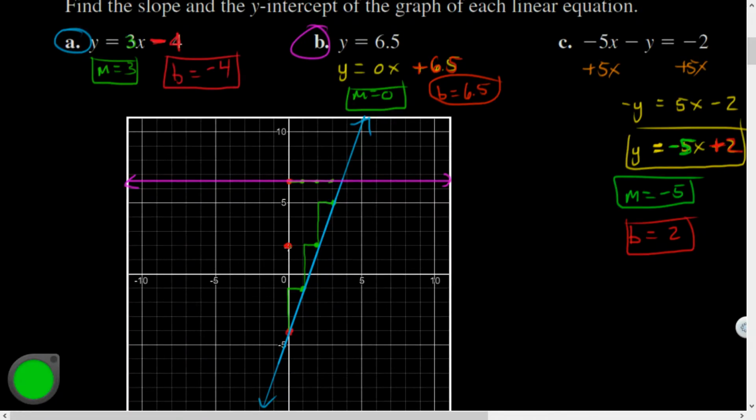And then I'm going to go down 5 and over 1. And then I could go again, down 5 and over 1, like so. And let's see if I can graph that line. What's a good color? Yellow, maybe. Let's pick my line tool.